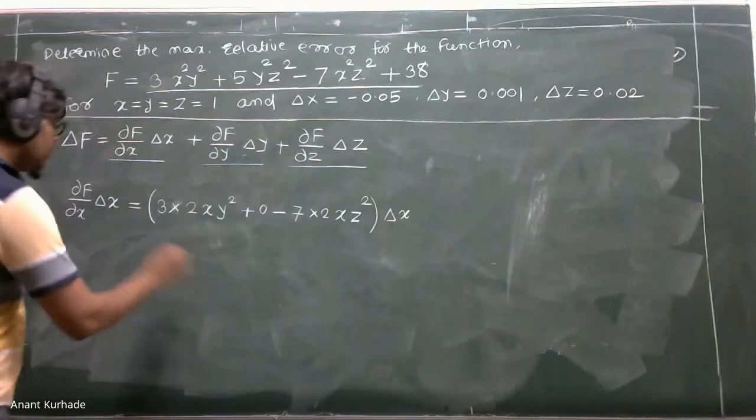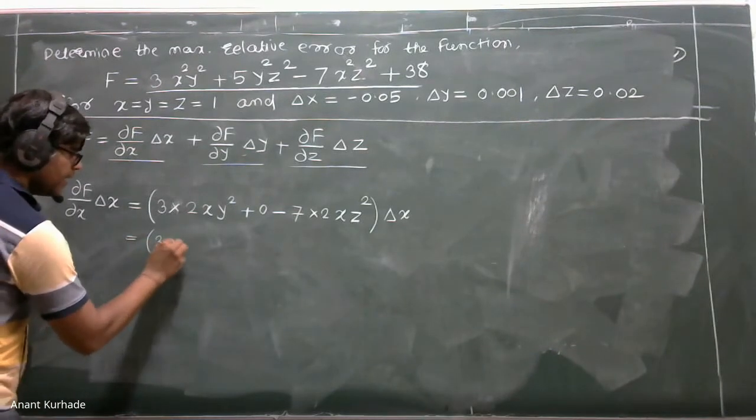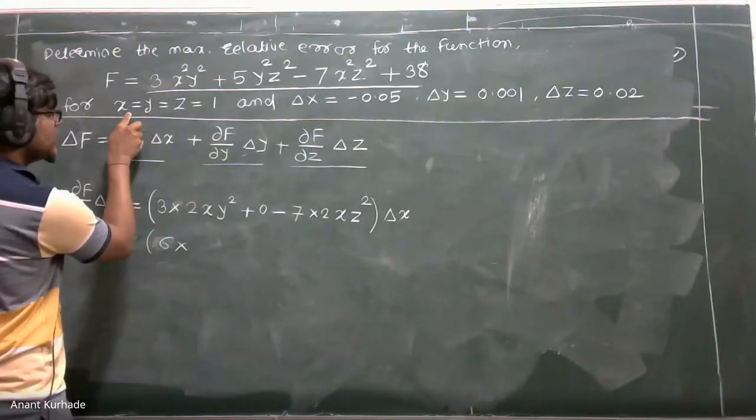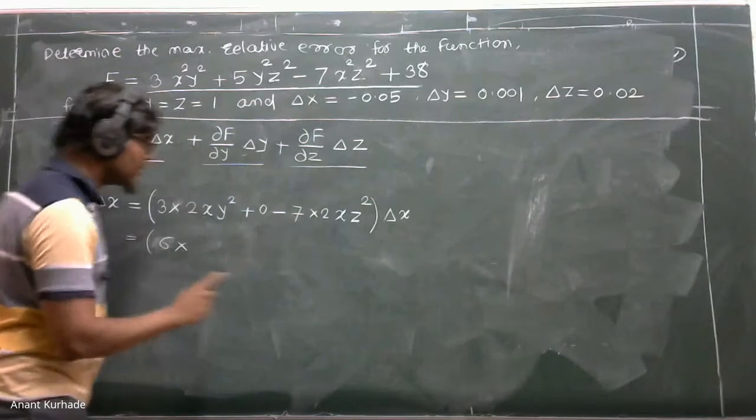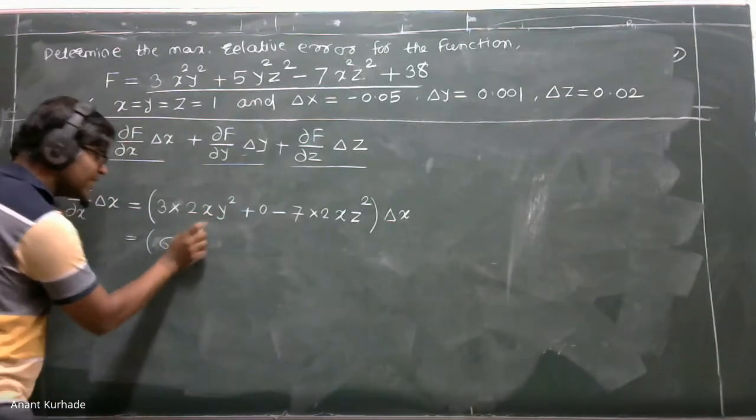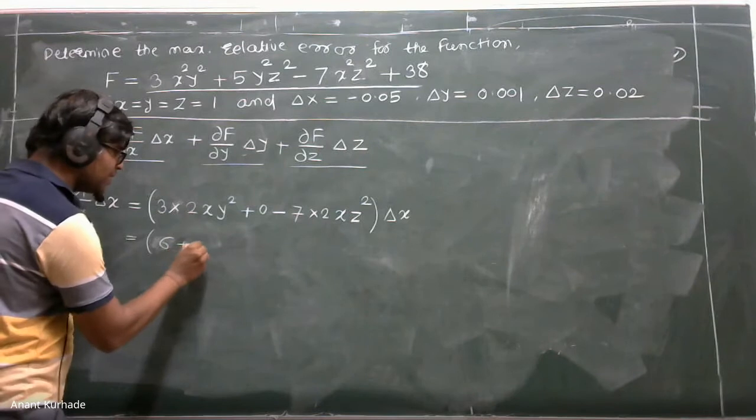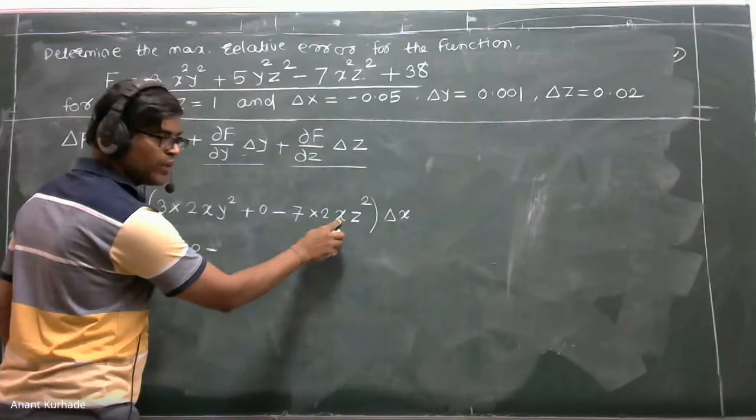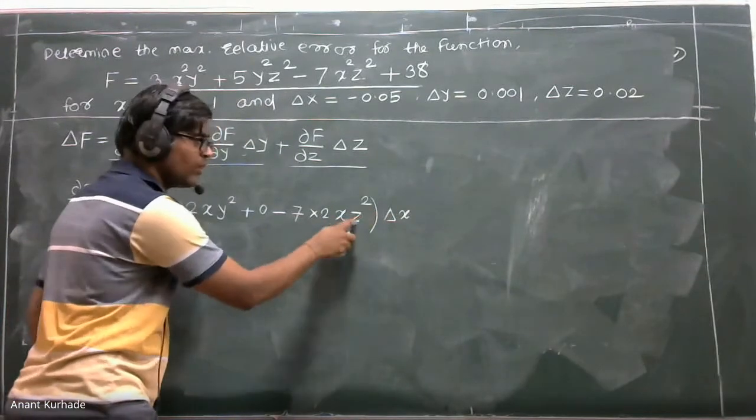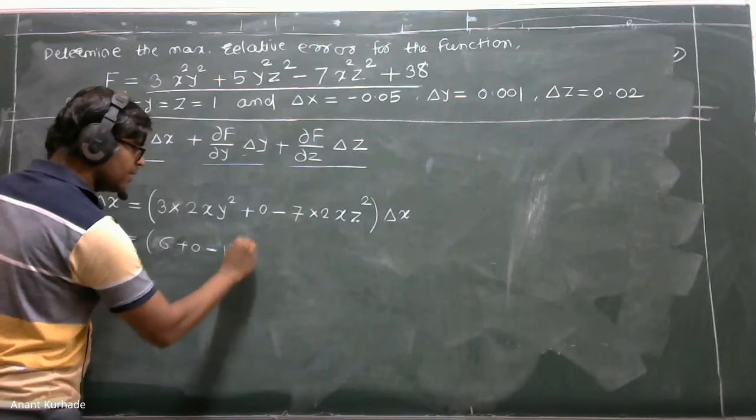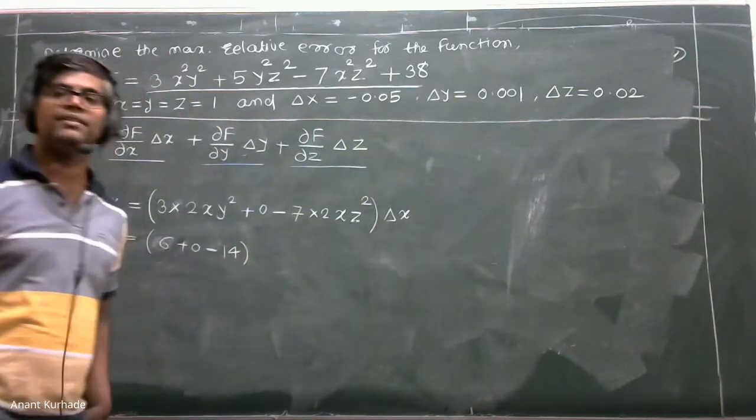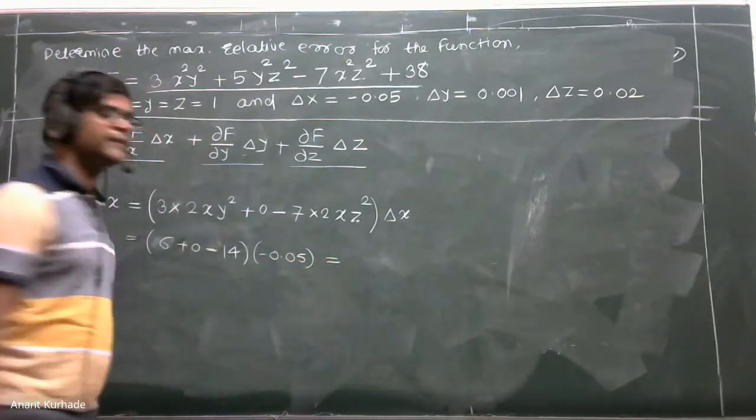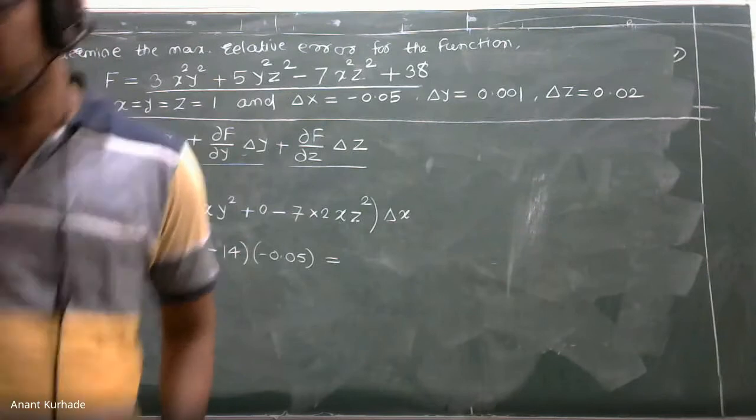Now put all these values. 3 into 2, that is 6. 6 into what is the value of x? x is 1 and y is also 1. So 1 into 1 square is 1, so it is 6 only. 6 plus this is 0, minus 7 into 2 into 1 into 1, because x, y, z are 1, plus 1 square, 1. So it is minus 40 into delta x. What is delta x? It is minus 0.05. Tell me this answer.